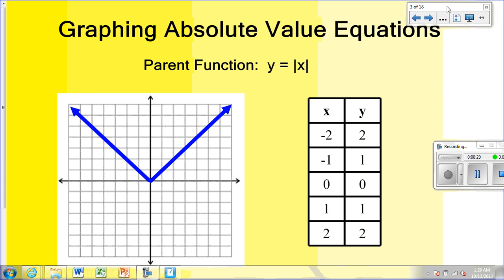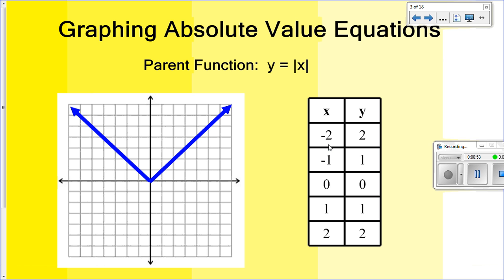When we graph absolute value equations, every equation with absolute value is going to be based off of something called a parent function, which is a very simple equation where y equals the absolute value of x. Now, in order to graph it, you want to pick some values for x. Always pick positive and negative, and I like to always include 0, and then see what you get for y.